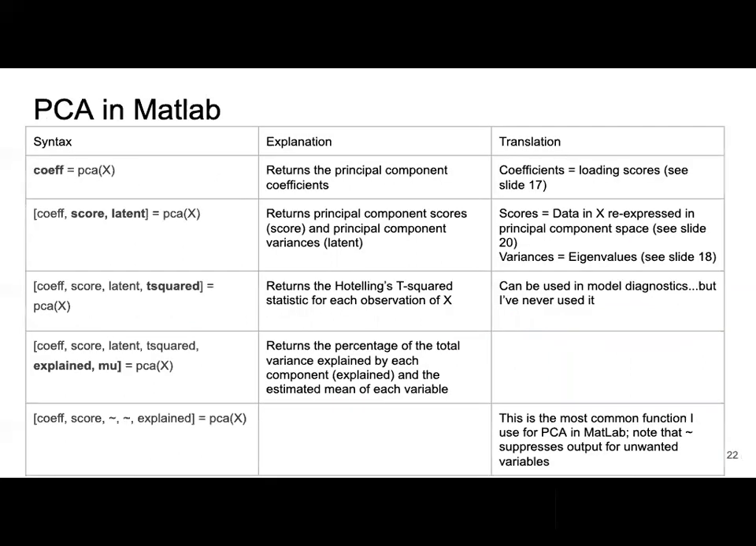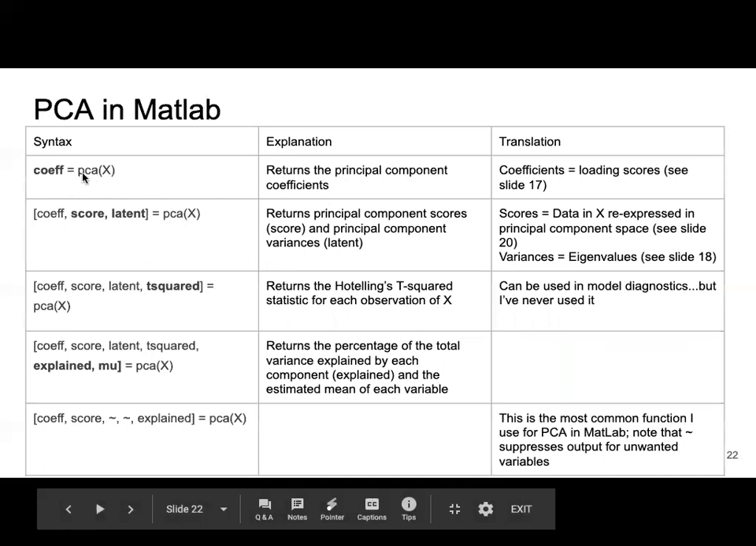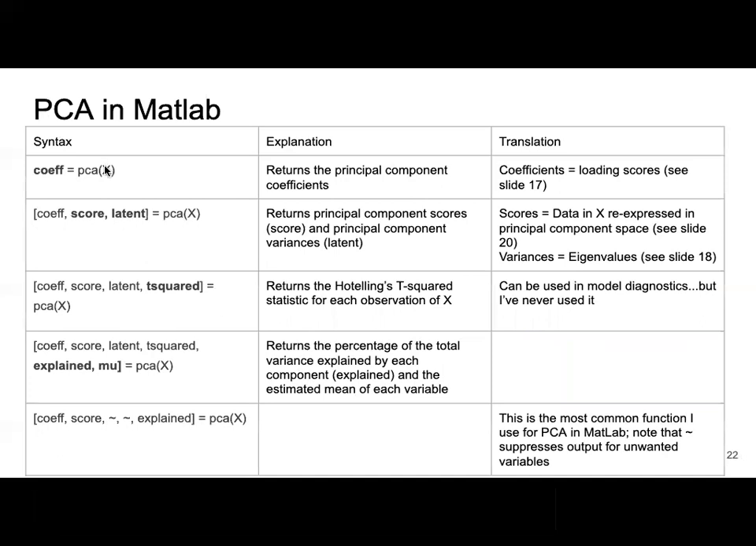So in MATLAB, the basic function is just PCA X, where X is a data frame. So Hillary, in your case, what you'd have is 40 rows by 3 columns. Right? So your observations in rows and then your variables in columns. And if we were just to ask for just the coefficient outputs, if you look at the MATLAB documentation, it tells you that this returns the principal component coefficients.